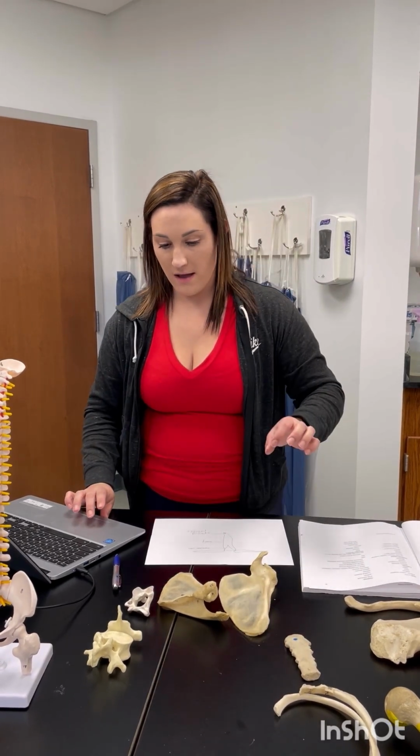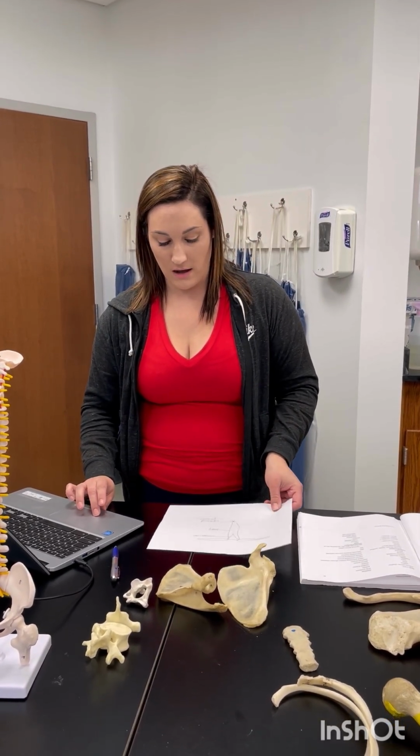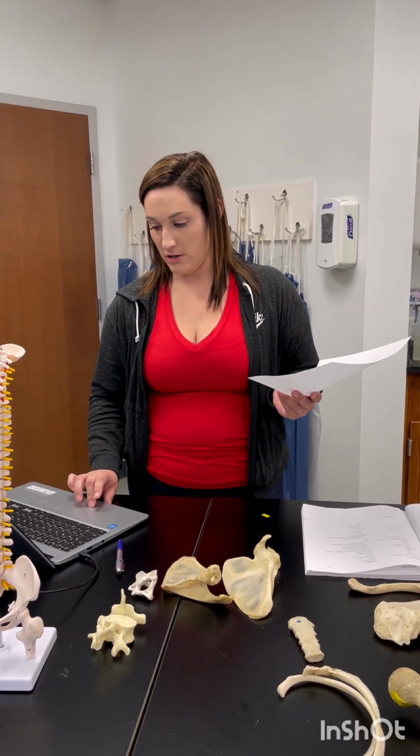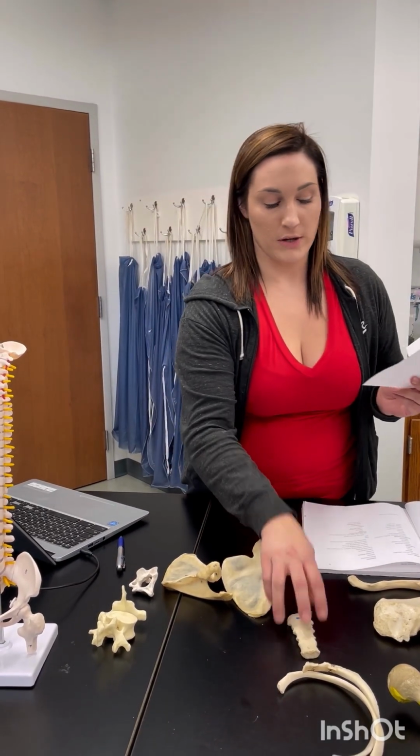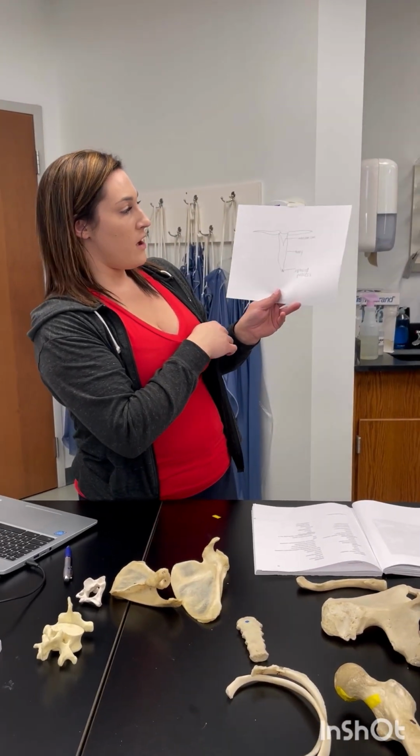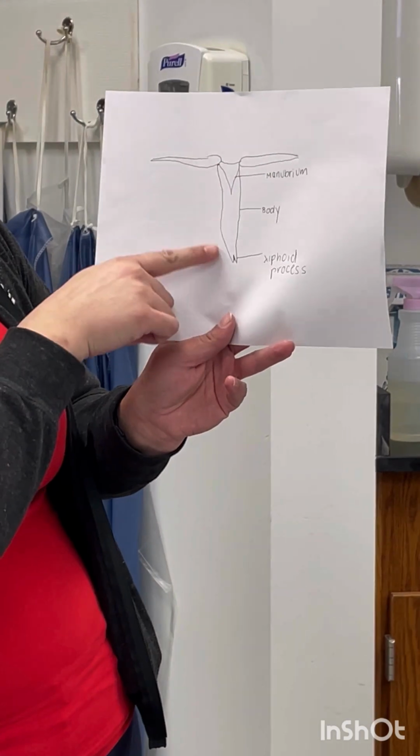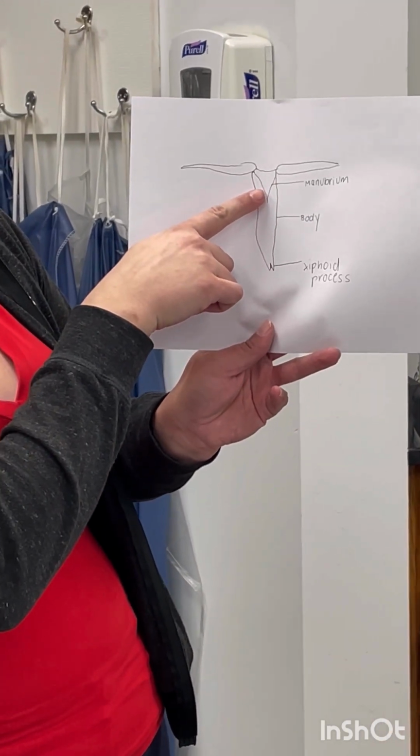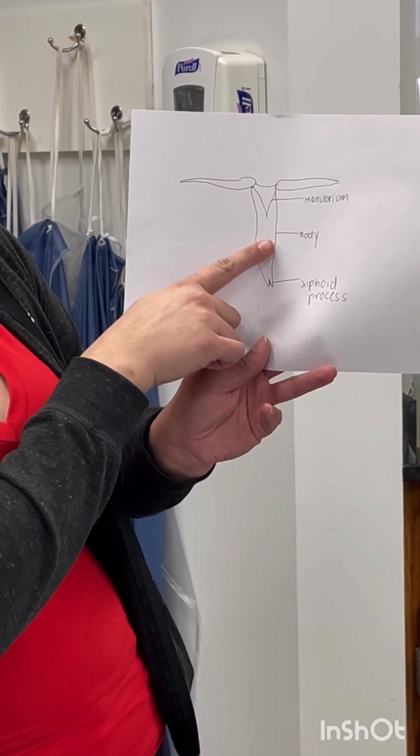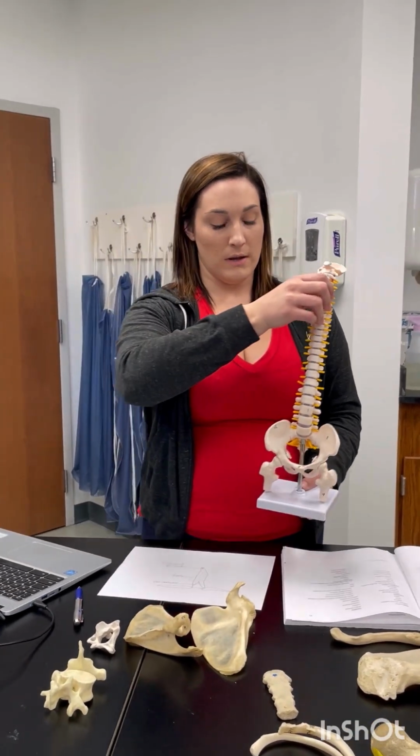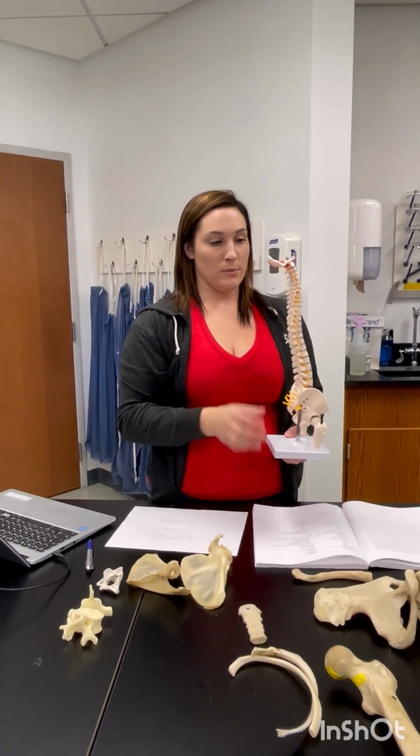Next, we have the ribs and the sternum. We did not have an actual sternum. Ours was a little broken, so I drew a picture. This right here is the clavicle on each side. This is the sternum. This part right here is the manubrium. This is the body, and then this pointy part down here is the xiphoid process. And then here, it doesn't have the actual ribs on it, but it does show the vertebrae.